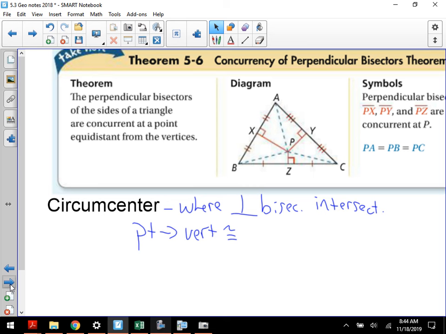All right, so again, circumcenter, point to vertex, and they're the perpendicular bisectors. I just need color. All right, so far so good? Yes, sir. All right, we got another one.